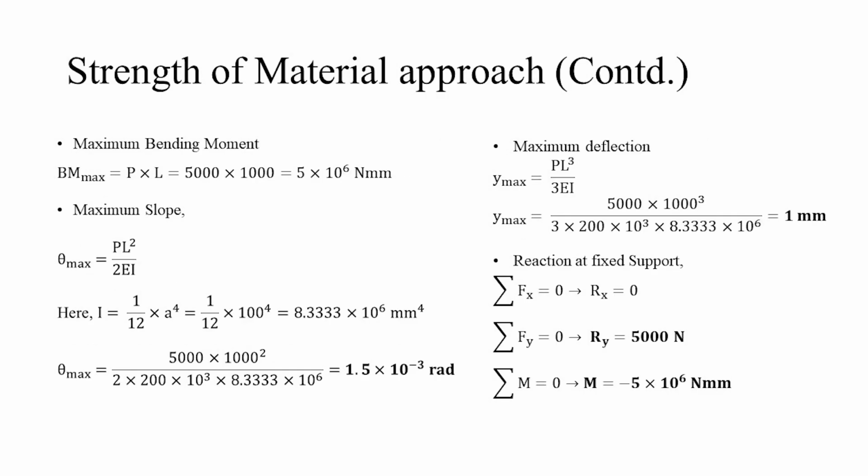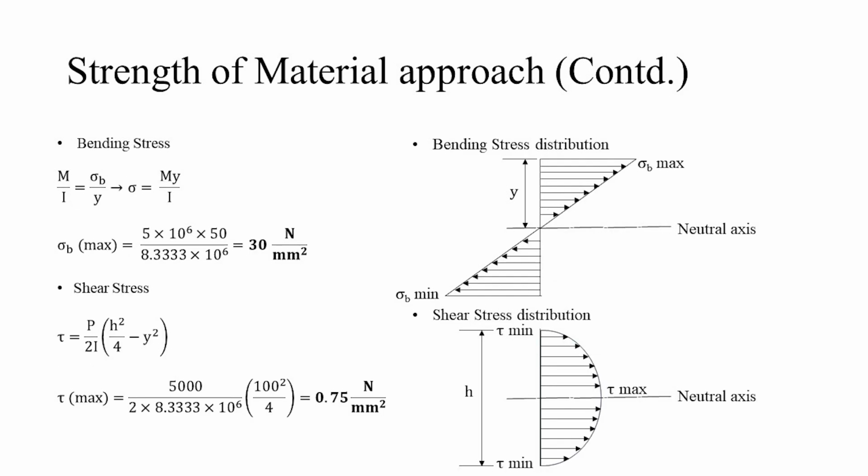The analytical method to solve the problem is as follows. We derive using the double integration method, and using the boundary conditions, we find the function of slope and deflection. From the function, we can find the maximum values of slope and deflection, which are shown on the slide. Using the equilibrium condition, we find the reaction force and moment at the fixed support. And due to loading, the bending stress and shear are induced in the beam. The maximum values of stress are calculated. Also, the stress distribution is shown on the slide.